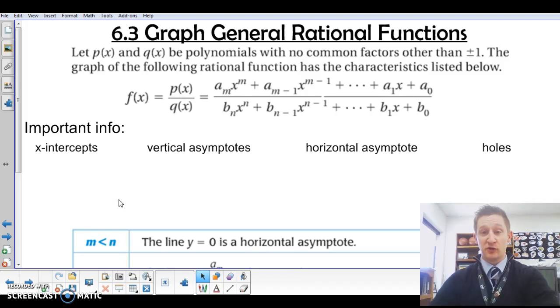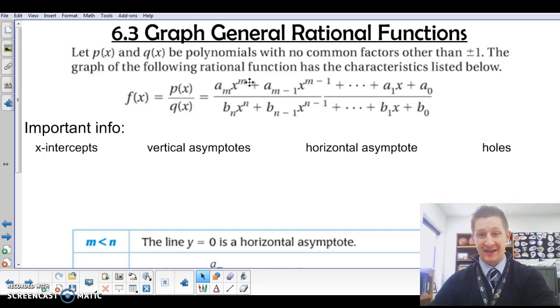In this lesson, we're going to be graphing general rational functions, and as we do so, there are some different characteristics of these functions that we're going to be able to pick out simply by looking at and working with the numerator and denominator of the rational function. If you remember from the first lesson, a rational function is one where there's a polynomial numerator and a polynomial denominator, and that's what this expression is showing right here.